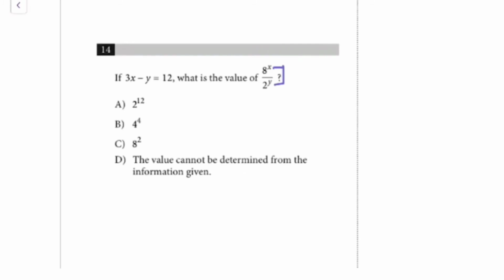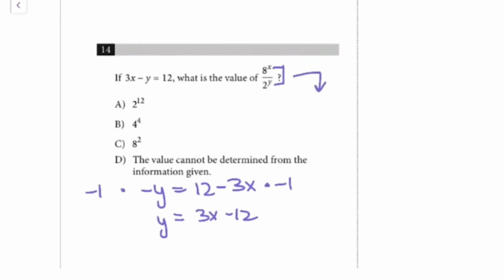So, okay, I'm going to subtract 3x from both sides, and I get negative y is equal to 12 minus 3x. Then I'm going to multiply by negative 1 on both sides to get rid of the negative on the left. And I get y is equal to 3x minus 12. So I'm going to substitute that in for the y, that's the power of 2. So I end up getting 8 to the power of x over 2 to the power of 3x minus 12.